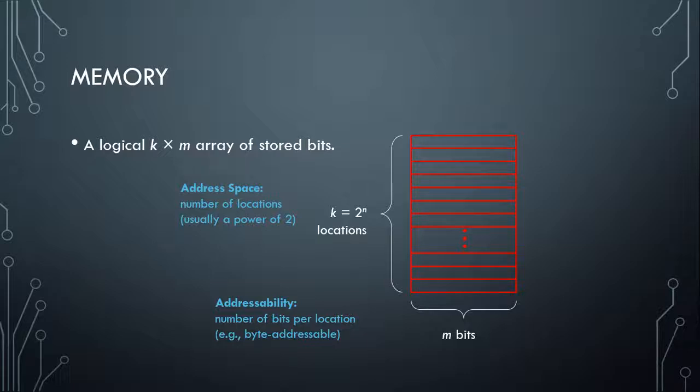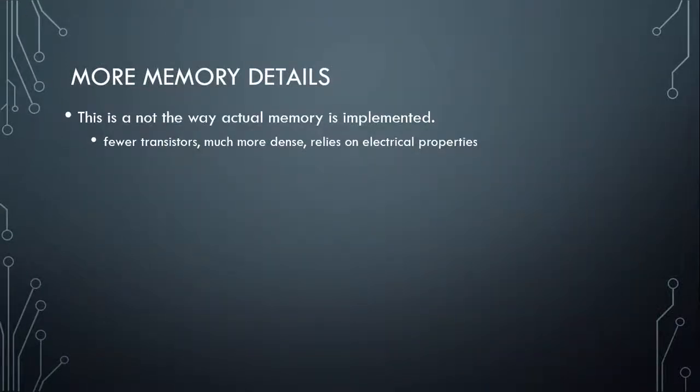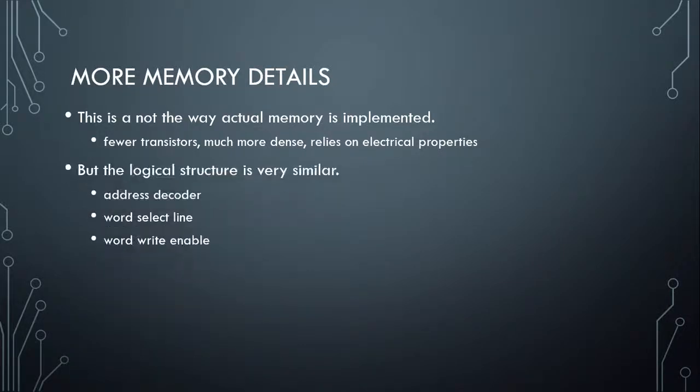So you have K to the power N locations. And then you also have addressability, which is the number of bits per location, so byte addressable. And it's M there. Now, of course, this is not the actual way memory is implemented. There's fewer transistors, it's much more dense, and relies on electrical properties. So this is kind of just a basic, like, hey, here's memory. It's a little bit more complicated than that. But the logical structure of how this is done is very similar.